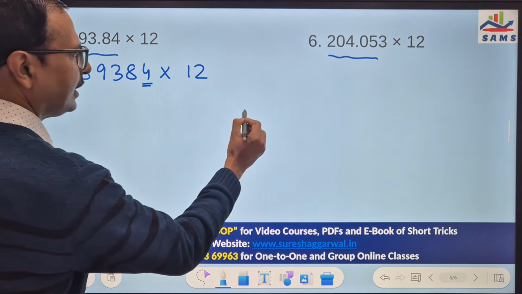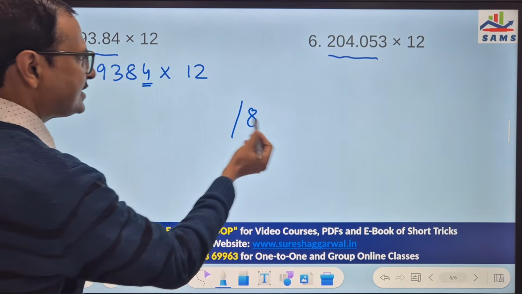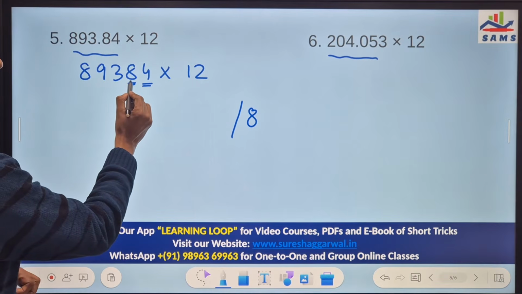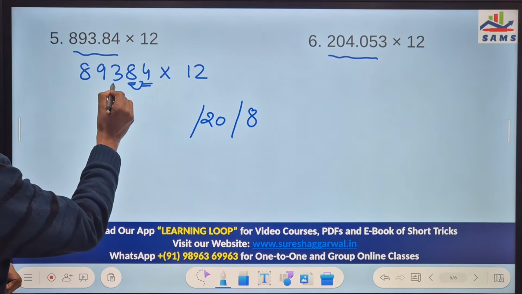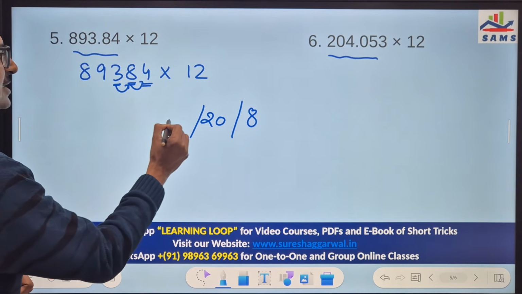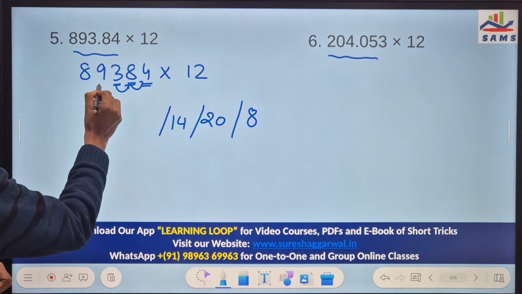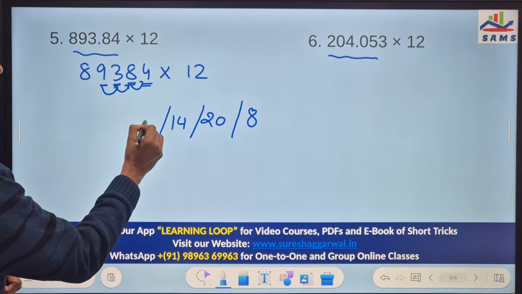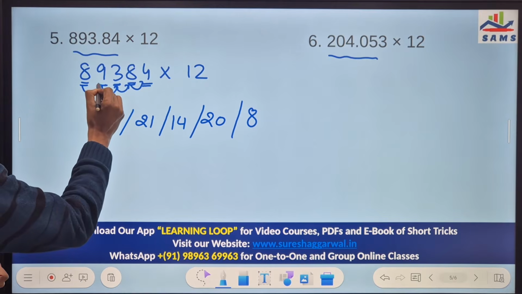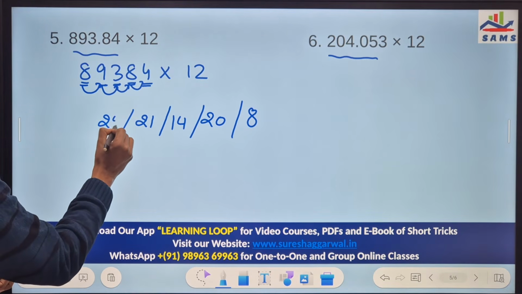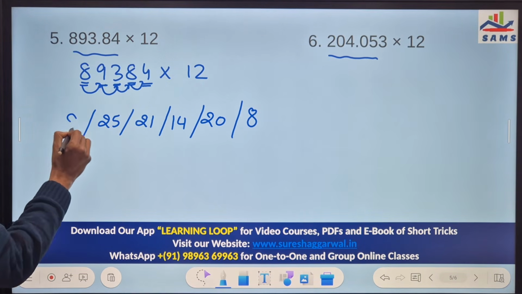So start from this number. 4 2s are 8. So we have 8 on the right side. 8 2s are 16. 16 plus 4, we have the number 20. Then 3 2s are 6. 6 plus 8, we have 14. Then 9 2s are 18. 18 plus 3, 21. 8 2s are 16. 16 plus 9, we have 25. And finally 8 is to be written as it is.